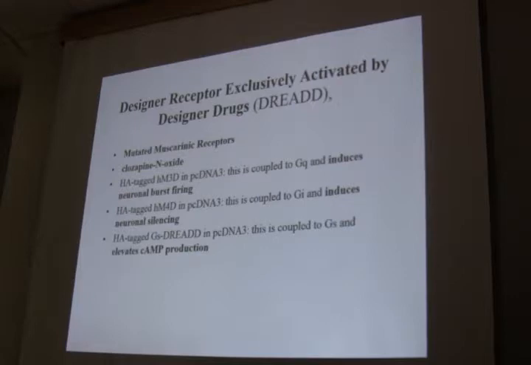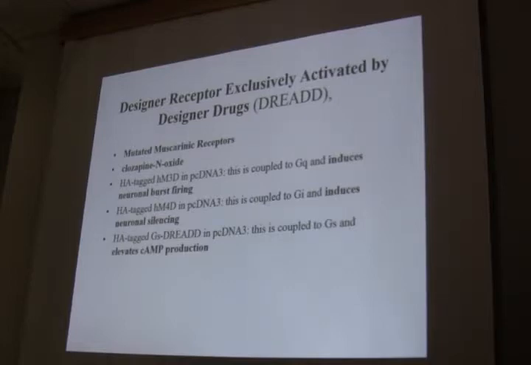I don't know if you've heard of the DREADDs, but these are designer receptors exclusively activated by designer drugs. So these are mutant receptors. They're mutated muscarinic receptors, and they have these coupled to, you know, hM3Dq, which induces neuronal firing, okay? The hM4Di silences neuron signaling, and hM5D, and then this one you can get it to increase cyclic AMP if that's what you want to do.